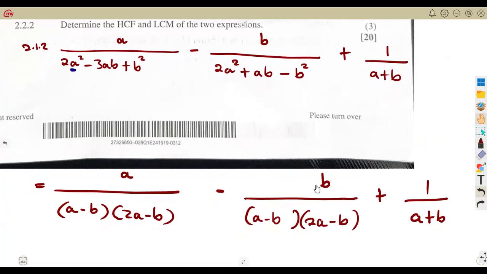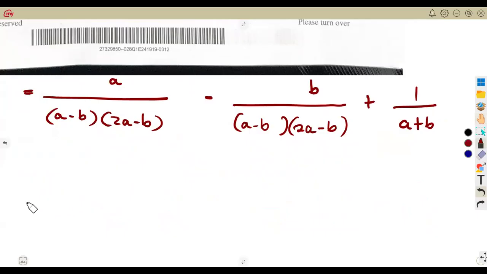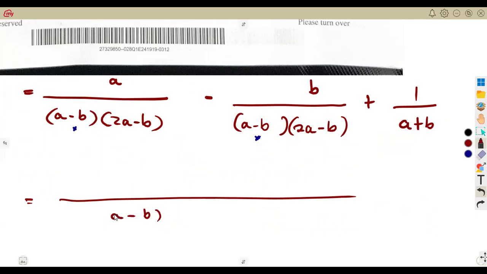Now we are back to the normal simplification. How do we combine these fractions? We have to find the LCD, the LCM of the given denominators. So remember the LCM, you take everything that is given. We have a minus b, it's just repeating, just take it as it is. So that's a minus b. We have 2a minus b.